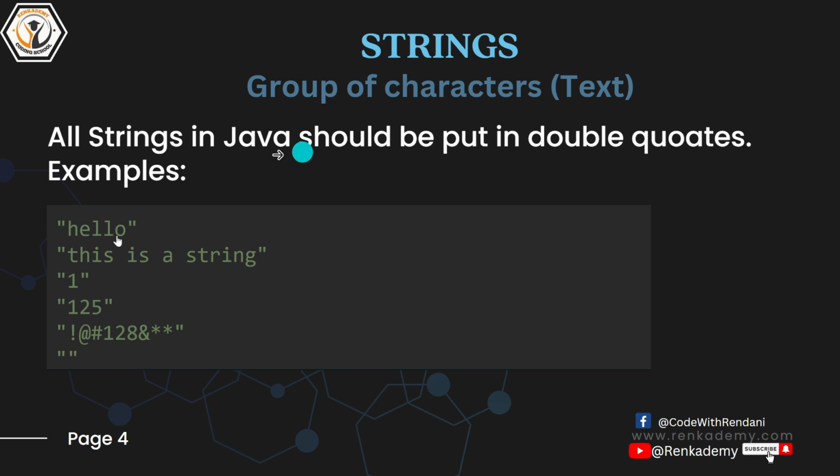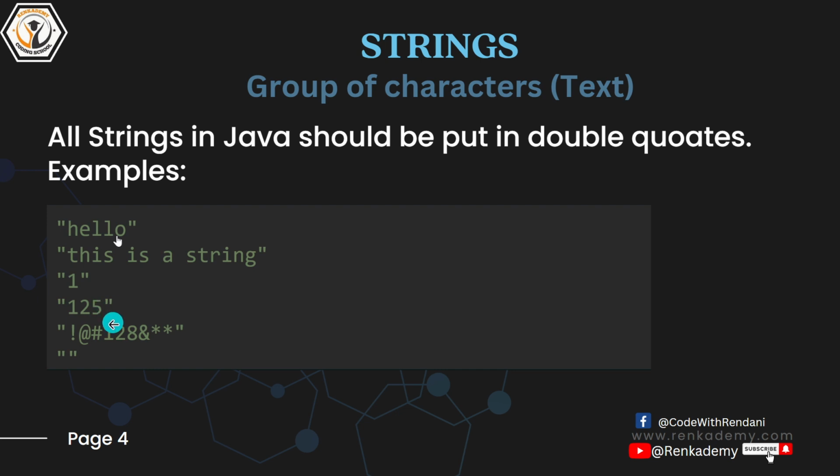Over here we have this word, hello, and it is put inside double quotes. So it is a string, okay? Another example, this sentence over here. It is a group of characters put between double quotes. So it is also a string. Now over here we have the number 1 between double quotes and we have 125 also between double quotes. So these are not numbers, these are strings. We are putting the character 1 between double quotes and we are putting these characters between double quotes. So these are strings, alright?